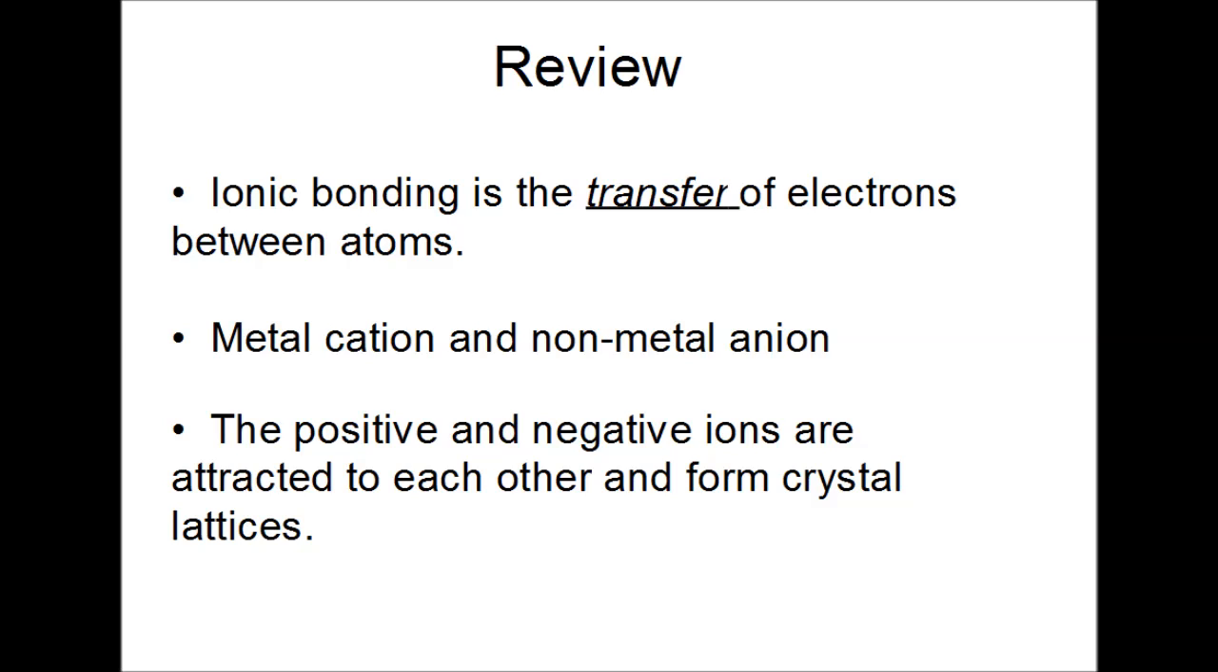Those ions come together to form crystal lattices. And what a crystal lattice is, and we talked about this in the last lesson, is basically just an arrangement of the atoms in a specific shape, whether it's a cube or a pyramid or an octagon or all sorts of different shapes.